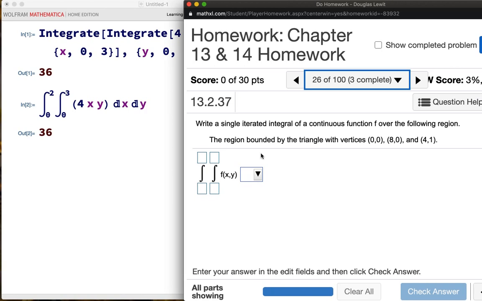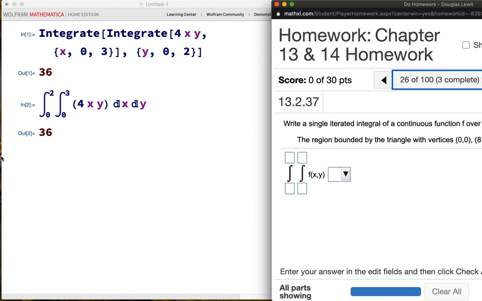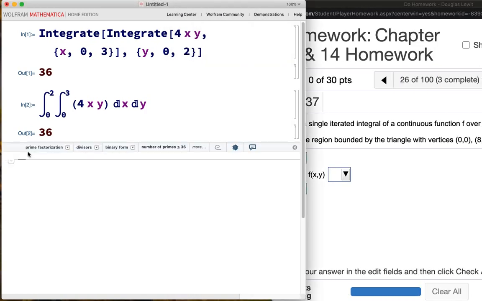So we have a region bounded by the triangle with vertices (0, 0), (8, 0), and (4, 1). Write a single iterated integral of a continuous function f over the following region. So I want to draw the triangle.